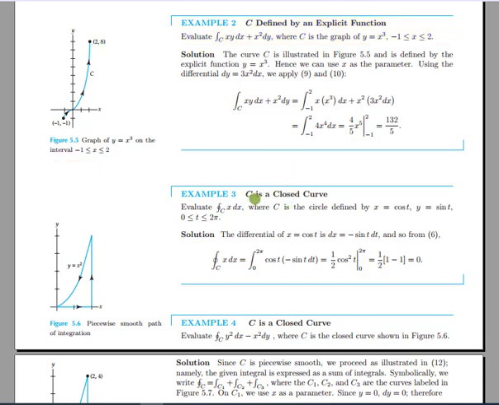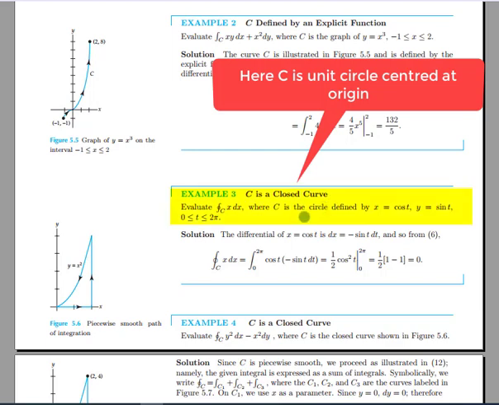Example 3, C is a closed curve. In this case, x is defined by cos t and y by sin t, and t is from 0 to 2 pi. We replace x by cos t and dx by minus sin t dt. So the integral over C of x dx is the integral from 0 to 2 pi of cos t times minus sin t, and that will be equal to 0.